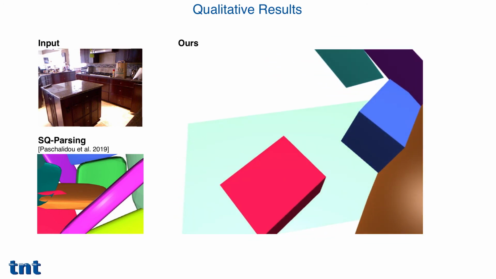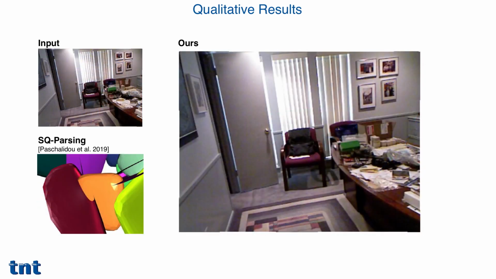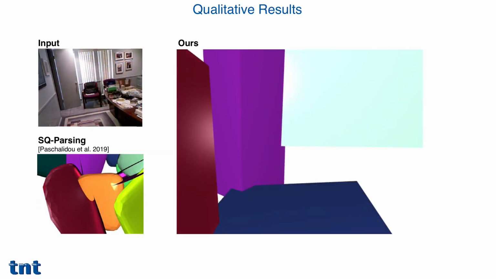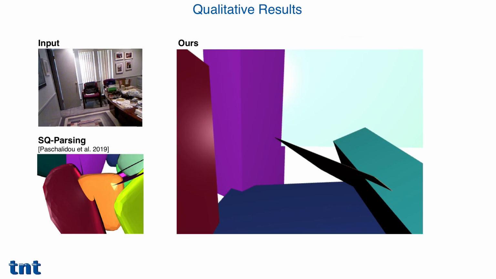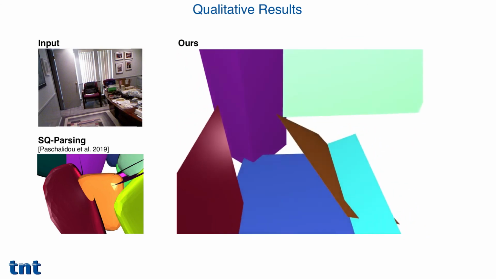In comparison to the superquadrics-based competitor, our abstractions are much more sensible and are able to represent the general arrangement of the most prominent objects in the scene.